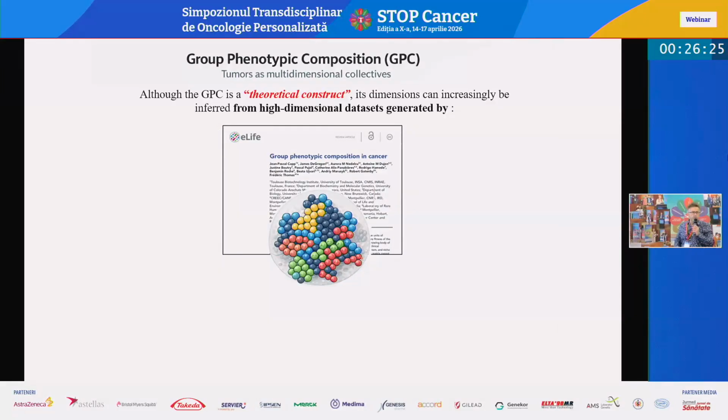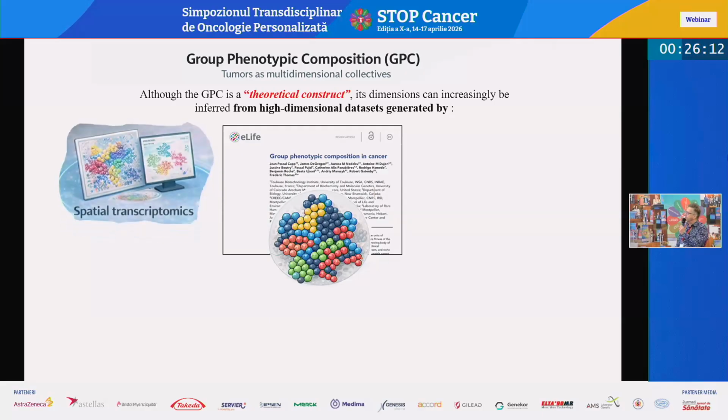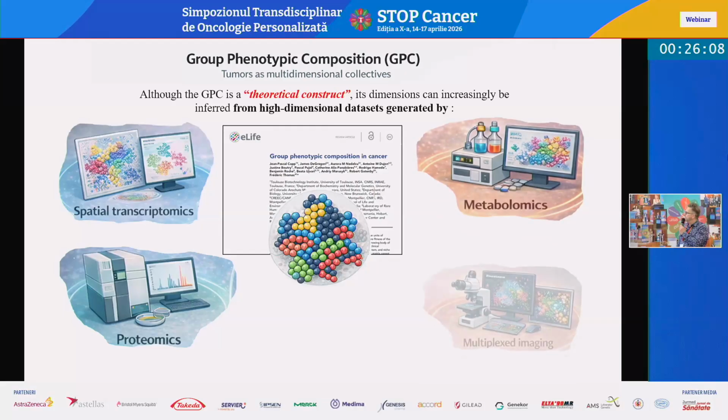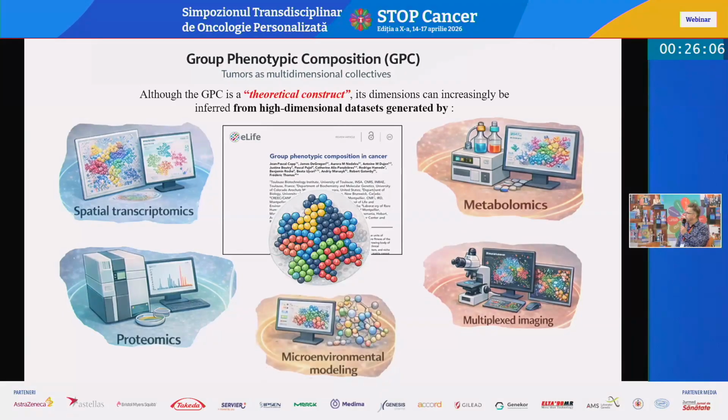So the GPC of a tumor looks like a theoretical construct, but in fact it is much more than that. It is a reality that is increasingly closely described through high-dimensional data sets that are generated by spatial transcriptomics, by proteomics, by metabolomics, by multiplex imaging, and by microenvironmental modeling.